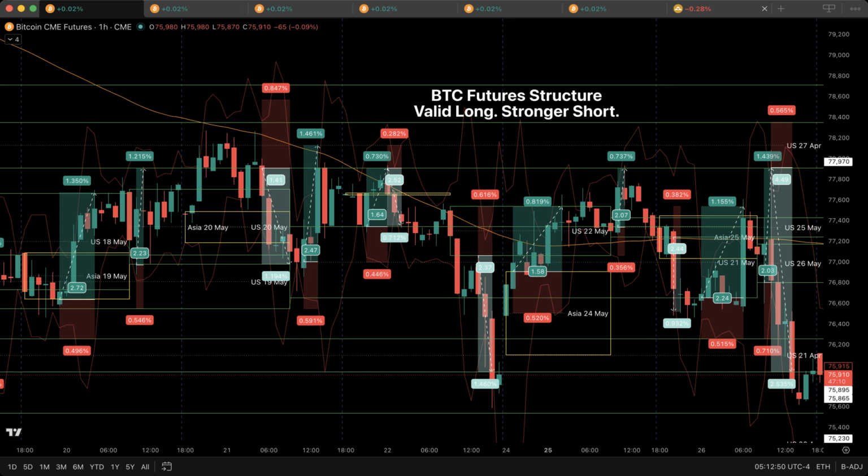First setup. Long entry line. May 26th U.S. session lower boundary. Stop loss line. April 21st U.S. session upper boundary. Take profit line. May 25th U.S. session upper boundary. Trailing target. April 27th U.S. session lower boundary. Risk-reward ratio. 2.03.